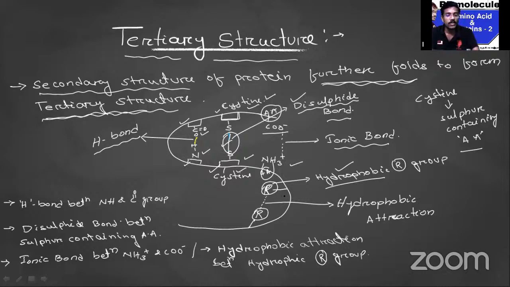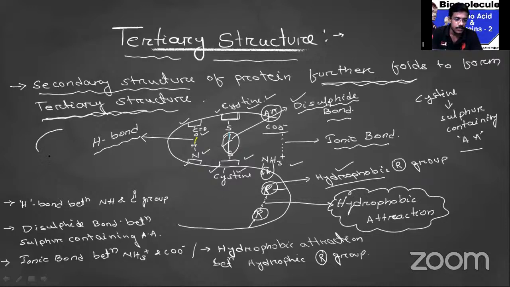In between the hydrophobic R groups, there will be formation of an attraction, and this attraction is called hydrophobic attraction. So if this is the protein, here also there will be formation of other bonds except the hydrogen bond, so that it will coil more and more. First of all, this is linear, then it undergoes the first level of coiling or folding.